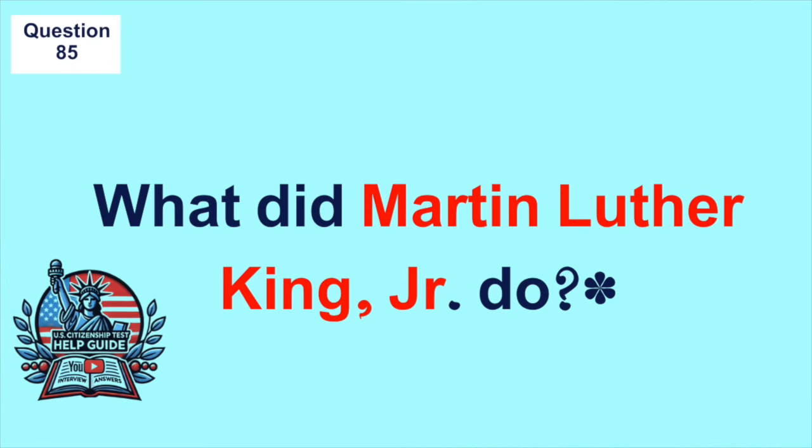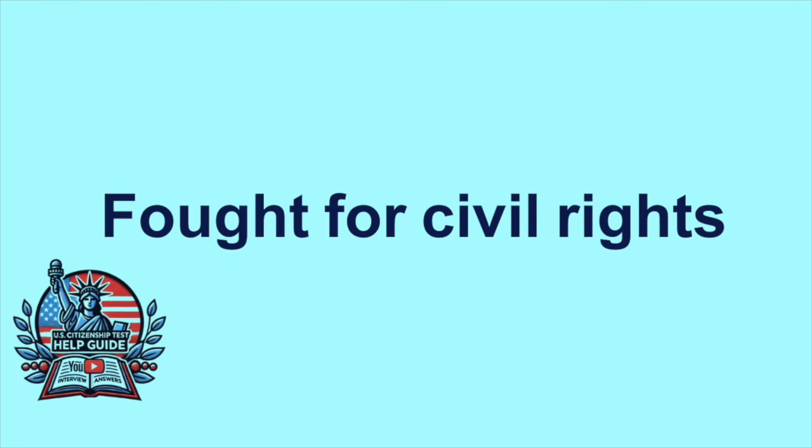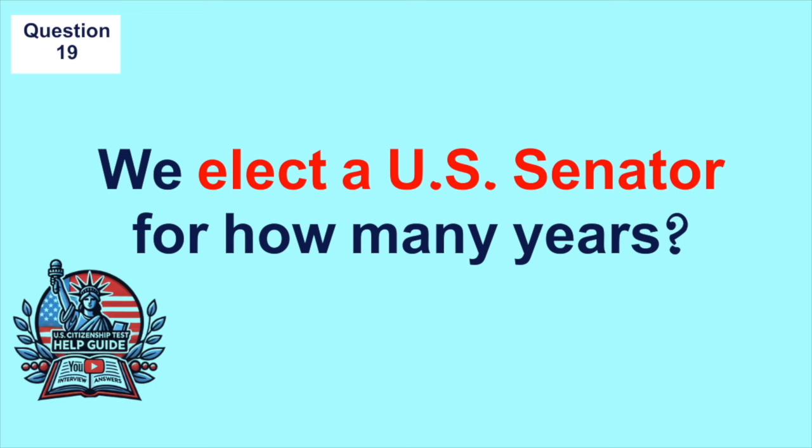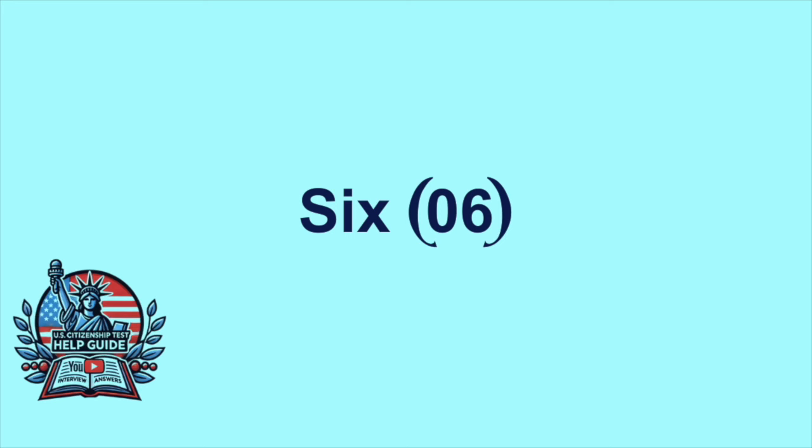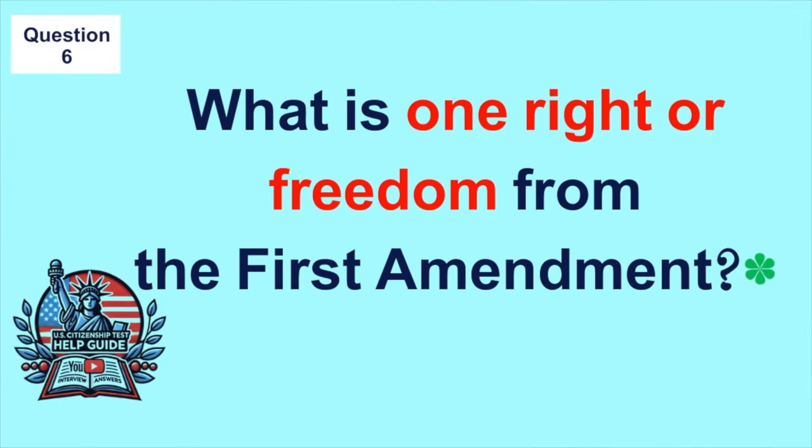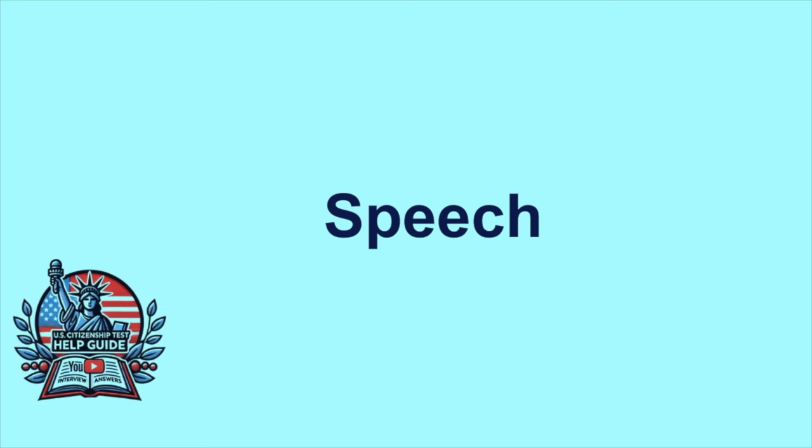What did Martin Luther King Jr. do? Fought for civil rights. We elect a U.S. Senator for how many years? 6. What is one right or freedom from the First Amendment? Speech.